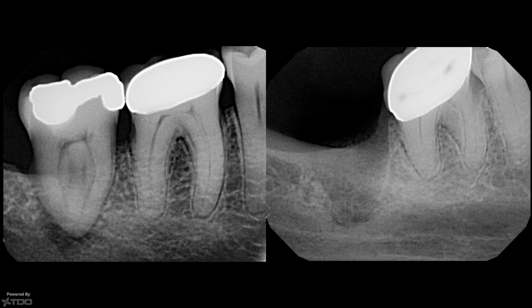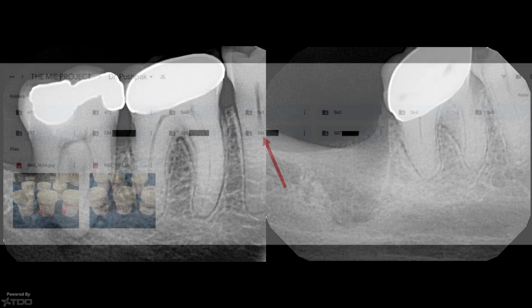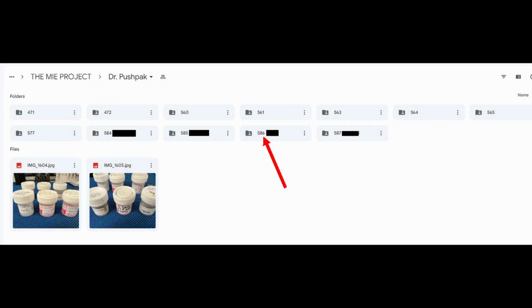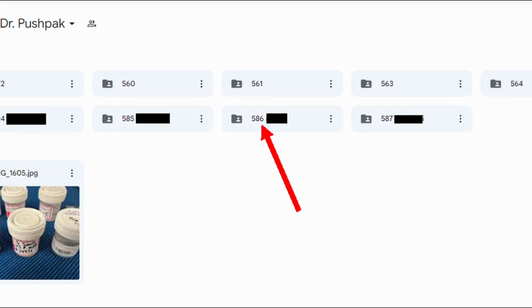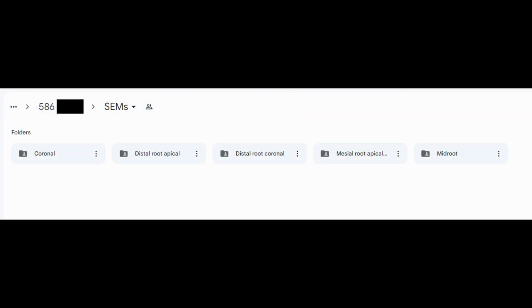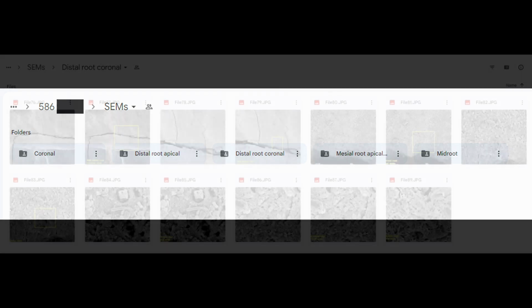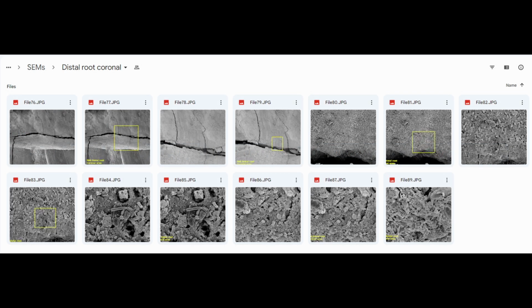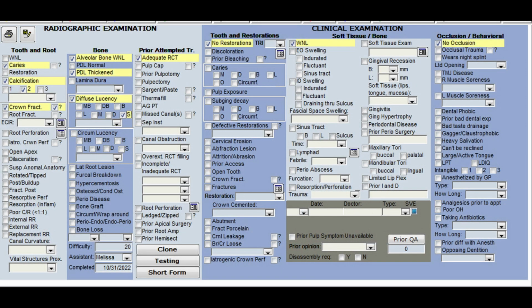If you're examining the high resolution images as suggested in the MIE Google Group Drive, the case number is 586. When you go to the SEM folder in case number 586, you'll have access to all the high-res images from all the different areas of the case. Pushpak's diagnosis page indicates there's a diffuse radiolucency with no occlusion on the tooth.